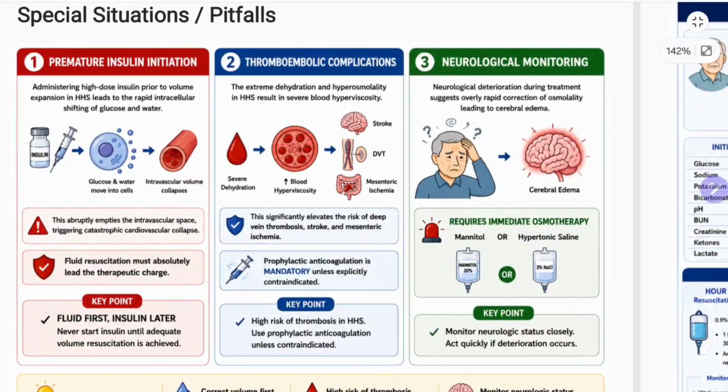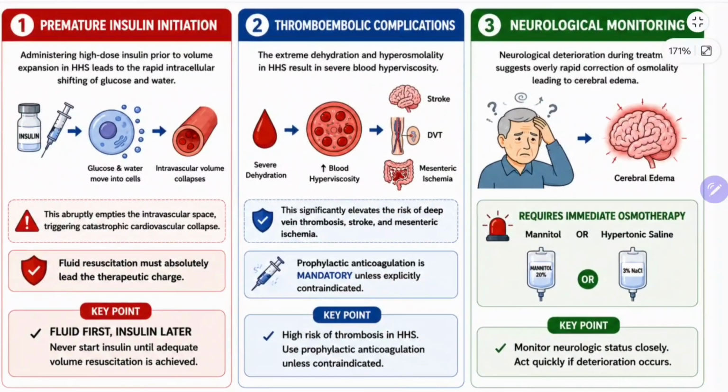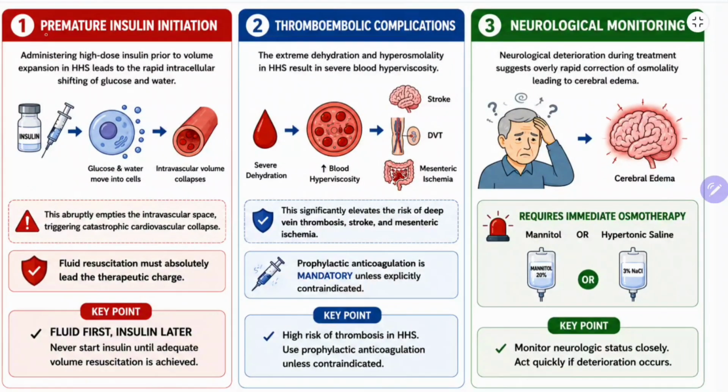Coming to special situations and pitfalls. So you can see here. Number one is premature insulin initiation in management. Administering high dose insulin prior to volume expansion in HHS leads to the rapid intracellular shifting of glucose and water that will lead to intravascular volume collapse, meaning shock. This abruptly empties the intravascular space, triggering catastrophic cardiovascular collapse.